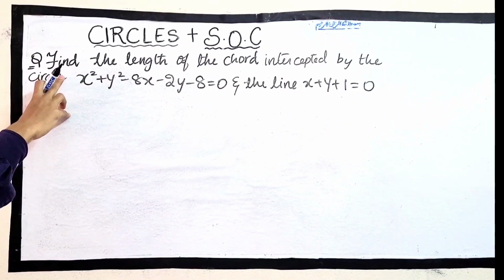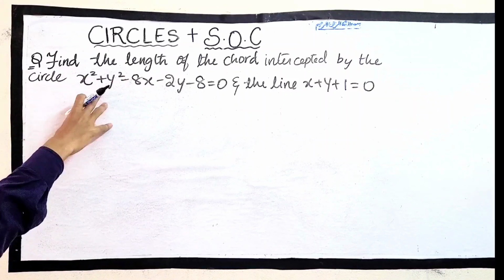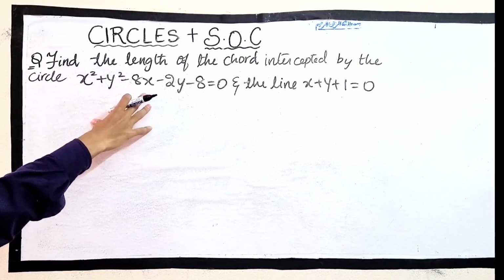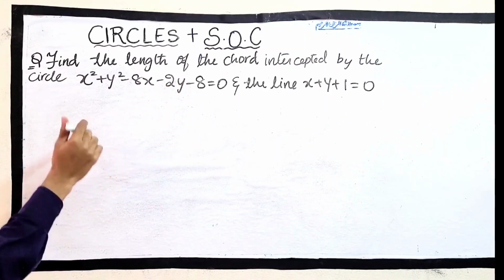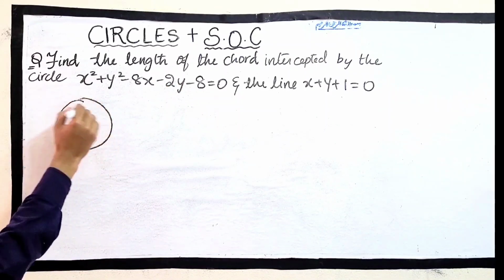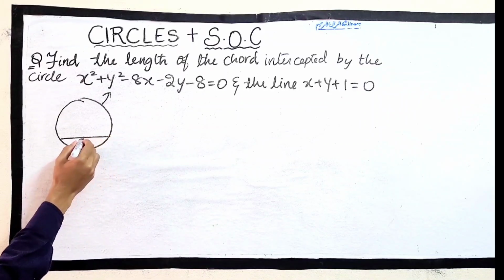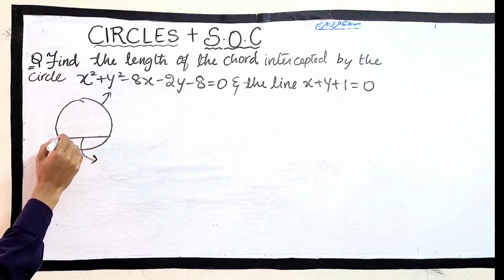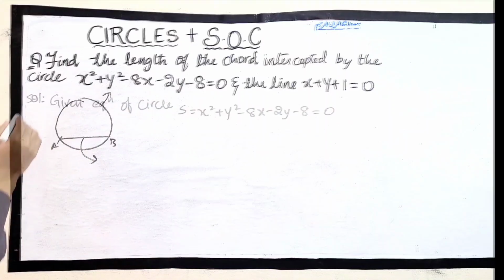So what is the question? Let's see now. Find the length of the chord intercepted by the circle x square plus y square minus 8x minus 2y minus 8 equal to 0, and the line x plus y plus 1 equal to 0. You have been given the equation of the circle and the line, which is a chord. You just need to find the length of this chord. So let us solve the problem now.